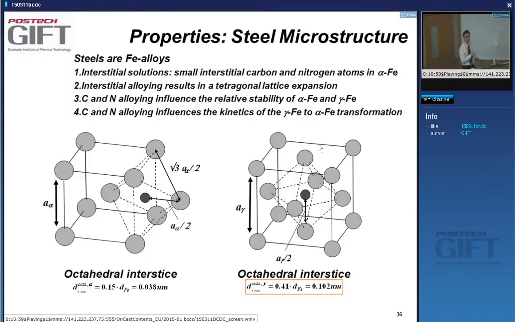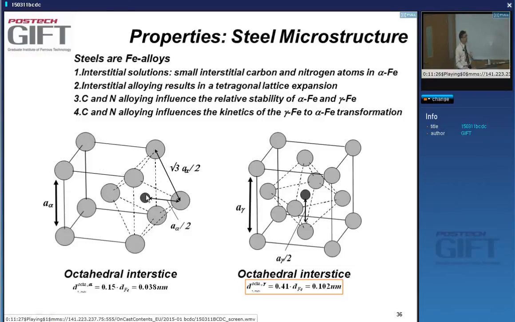What this means is that many steels contain carbon as an alloying element. We'll see that. And so when you transform the high temperature to the low temperature form of iron, there's going to be a very high driving force to get the carbon out of the BCC lattice and form carbides.